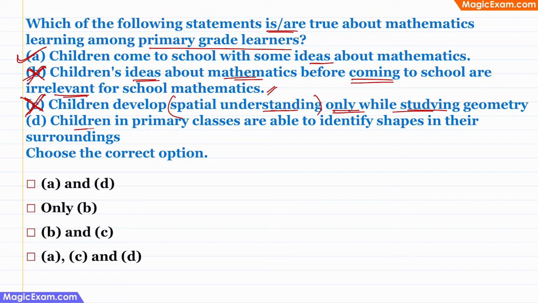And the last one is children in primary classes are able to identify shapes in their surroundings. This is correct because either you teach them in school or they might have learned things before coming to school. They are able to identify a circle, a square, a rectangle, a triangle because they might have played with toys which are triangles. They might have played with toys which are circles. Therefore, they are able to identify shapes in their surroundings. Therefore, A and D both are correct. So when we look at the answer choices, A and D are correct.